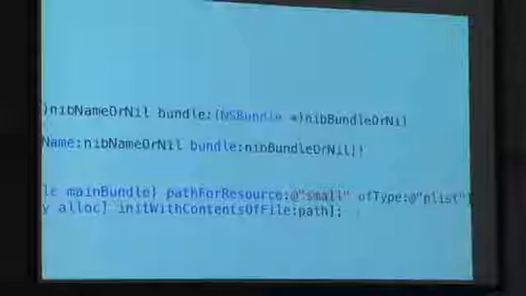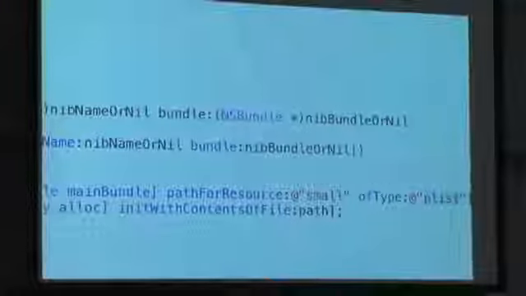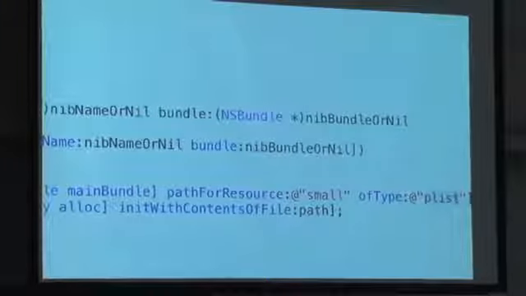source called small that's of type plist. So this really means get me the full path, c:\/ or whatever, to small.plist. Now on the iPhone, it's obviously not c:\/ but the same idea.